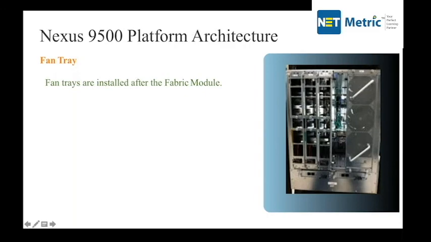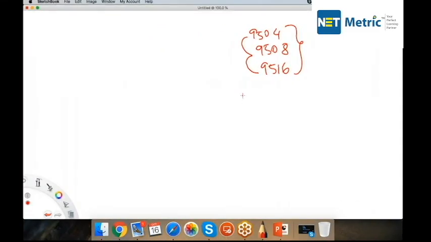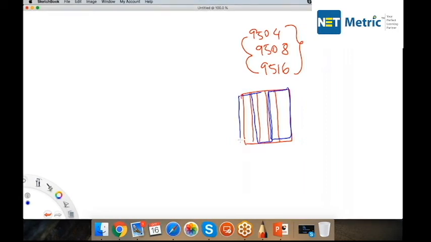These vertical modules are the fabric modules, which we will be discussing in tomorrow's class. So you first insert the fabric modules from the rear end of the chassis. This is the rear end. Fabric modules are vertical, so you insert your fabric modules on this particular device, and on top of that, to cover it up, you insert the fan tray. Each device will have 3 fan trays. The number of fans will of course keep differing from device to device.